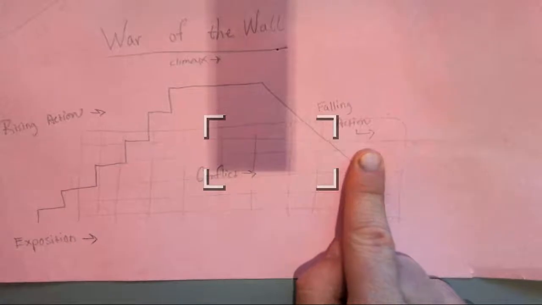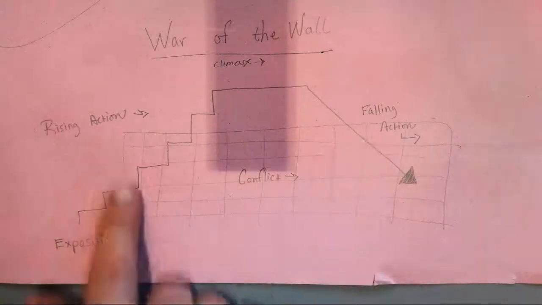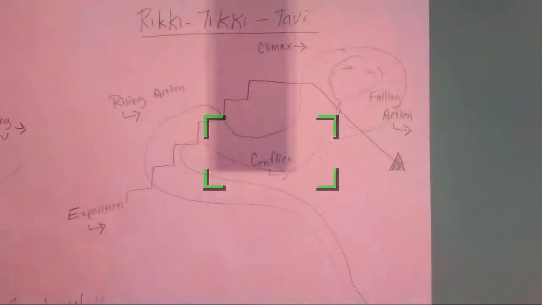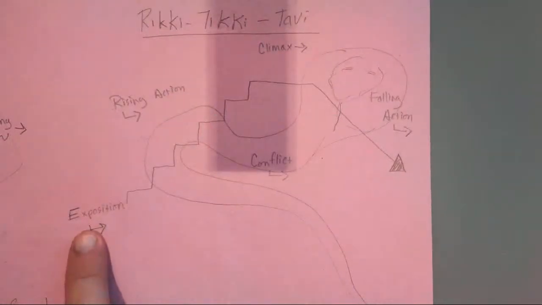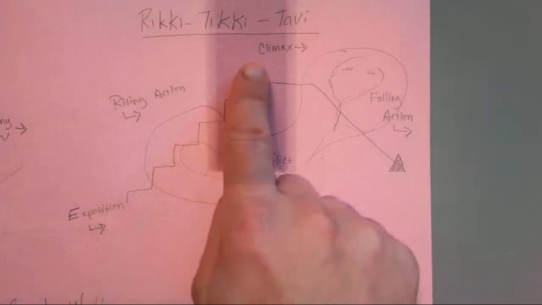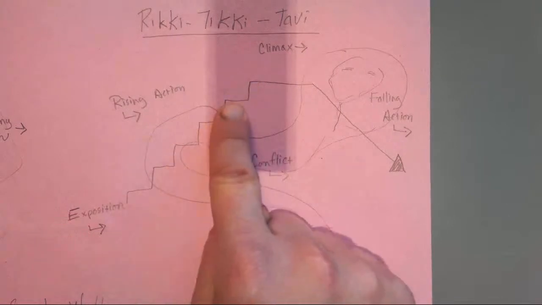Then tell me the climax, and then the falling action. Same thing: what is the conflict? Give me an image. So that's War of the Wall. And then our last story that we read was Rikki Tikki Tavi. Same exact thing. Start with the exposition. Tell me what the setting is and who the characters are. Give me at least 5 events. This one I think you actually need 7 events. So let's make Rikki Tikki Tavi 7 because it was a longer story.